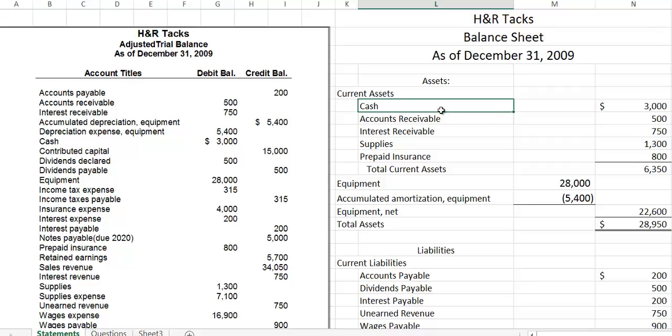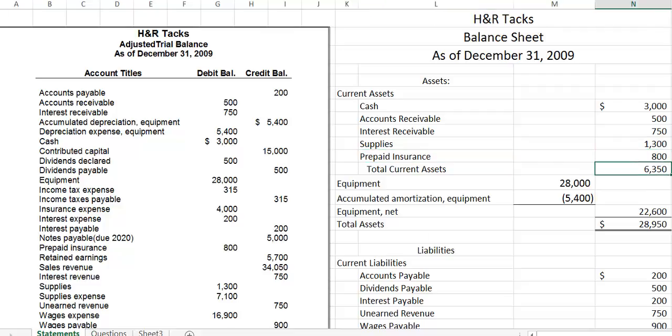Well, nothing more liquid than cash itself, which we get from our adjusted trial balance is $3,000. Our accounts receivable would be next at $500. Interest receivable, remember we had interest on the outstanding accounts receivable, $750. That's our supplies inventory. And you can see we have supplies down here at $1,300. And we have prepaid insurance as our last current asset. It's the least liquid at $800.